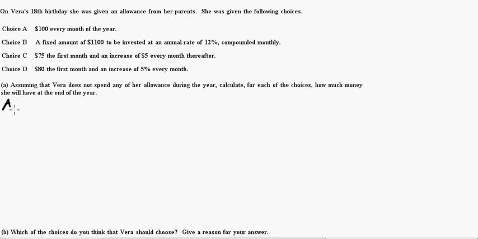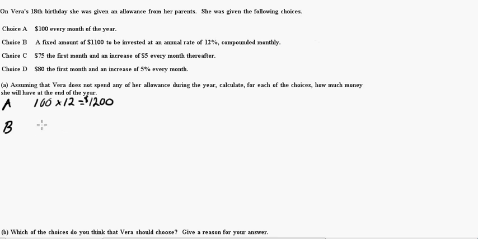Choice A is pretty simple. It's 100 a month for 12 months, so you just do 100 times 12, and you get 1,200. That's pretty simple. Now, if it's simple, it's probably not going to be the right answer, but we'll see. All right, let's do B here. A fixed amount of 1,100 to be invested at an annual rate of 12% compounded monthly.